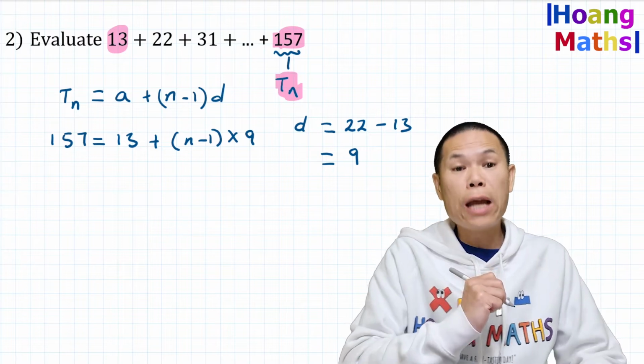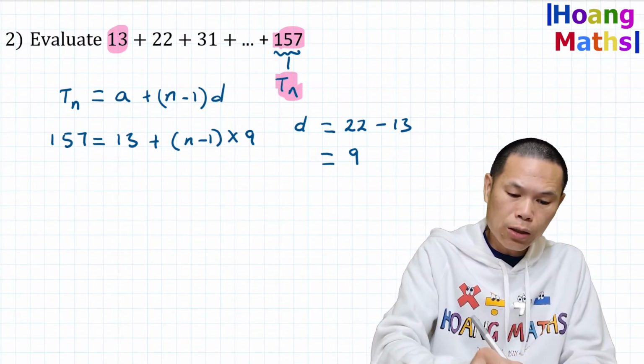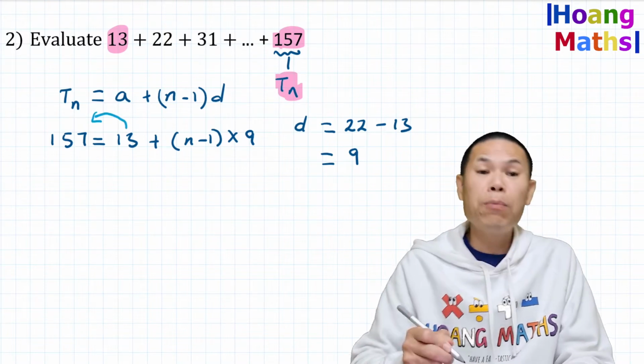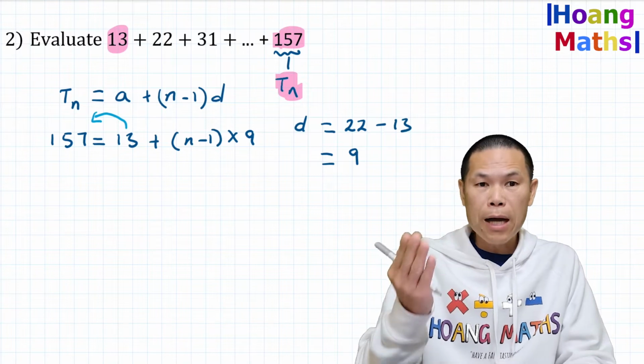So there you go. Now what I do is solve for n. To solve for n, I just move the 13 to this side, and it becomes minus. So that becomes 157 minus 13.